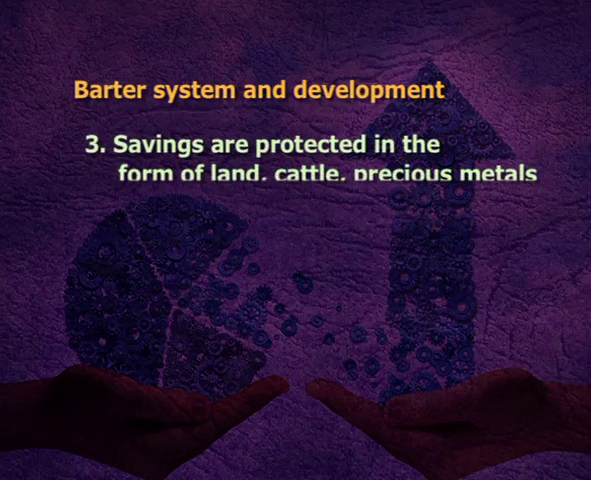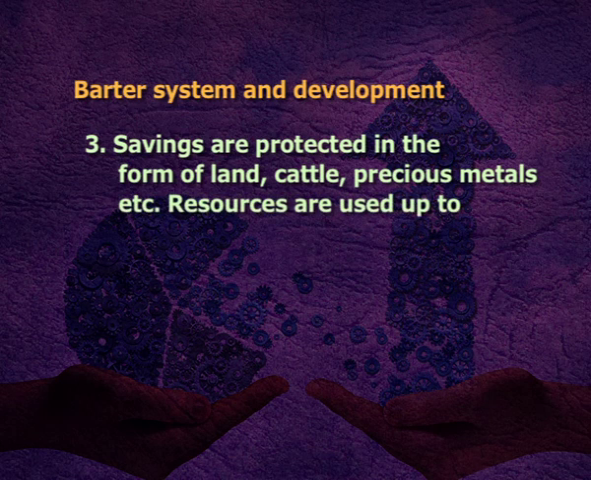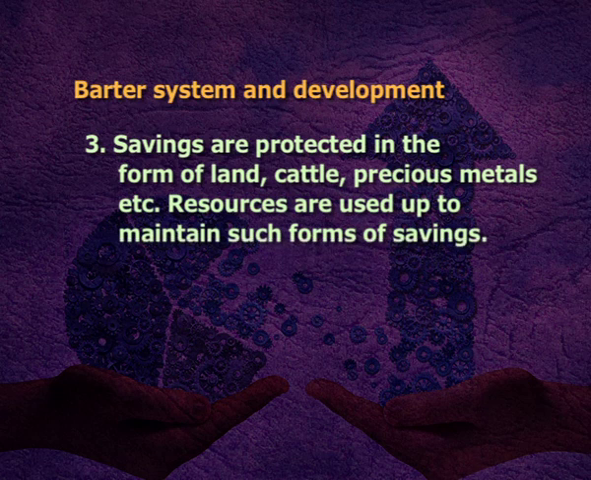Third, savings are protected in the form of land, cattle, precious metals, etc. Resources are used up to maintain such forms of savings. Besides, all of these savings may not yield the desired income or productivity as interest rate in a money economy.